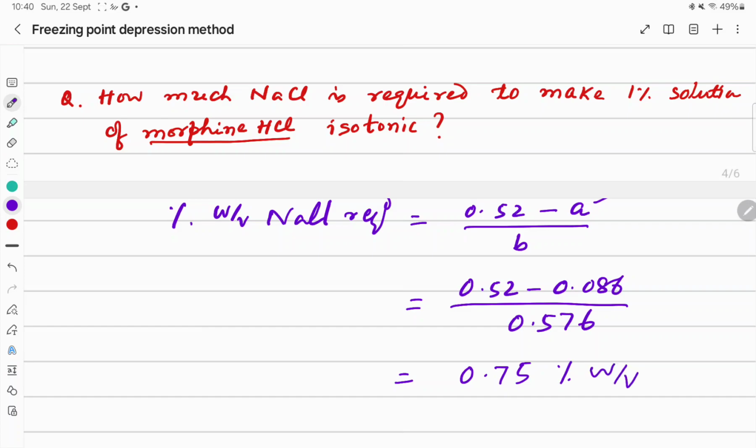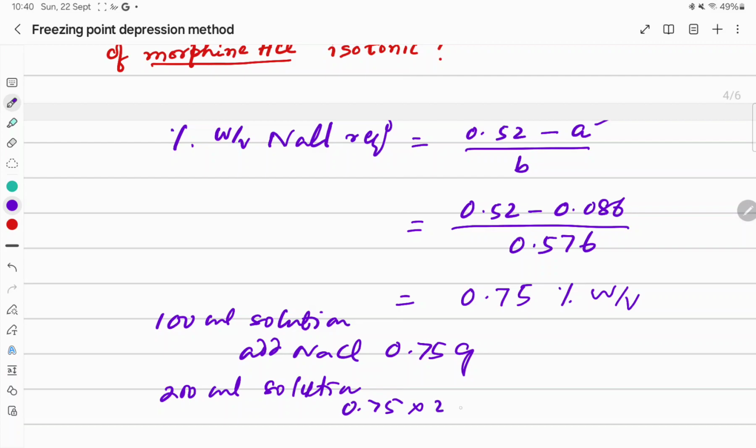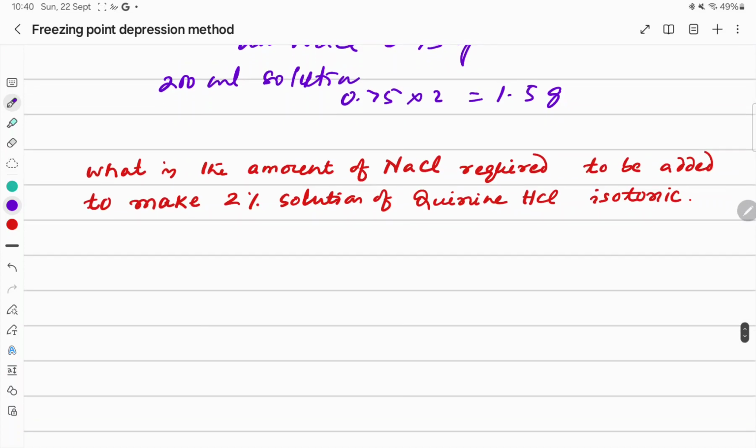0.75% weight by volume. So if it is a 100 ml solution, in 100 ml solution we will add sodium chloride 0.75 gram. Suppose it is a 200 ml solution, then 0.75 into 2 equal to 1.5 gram, like this. Next, let us discuss another question.